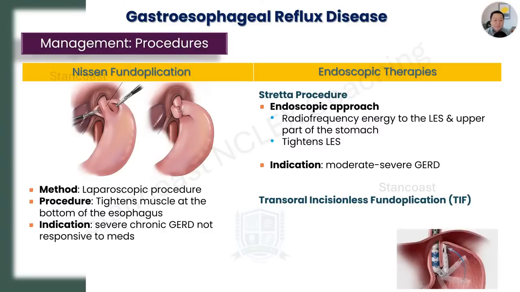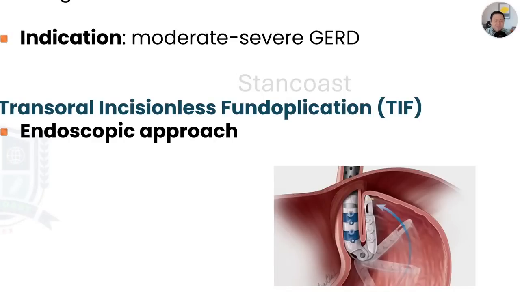Now, the procedure itself uses a specialized device that will be inserted through the mouth to create a valve-like structure at the junction of the esophagus and stomach, which is a little bit similar to the Nissen fundoplication. So let me just zoom this in right here. This is not going to require any external incisions. It will also restore the function of the LES by folding the stomach around the esophagus. Let's take a look at that one.